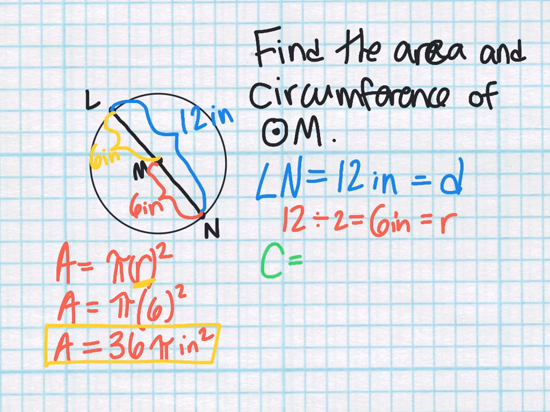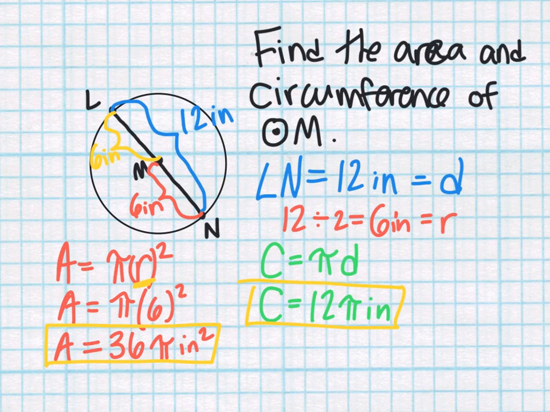Circumference, this one, I'm going to use my other circumference formula because it's got diameter in it. So pi times diameter, pi d. I like this one because it's easy. Circumference is equal to pi times diameter. Diameter is 12, so 12 pi inches. No math. I literally just had to know geometry and be able to plug a number in. And that is my answer. Circumference of circle M is 12 pi inches.